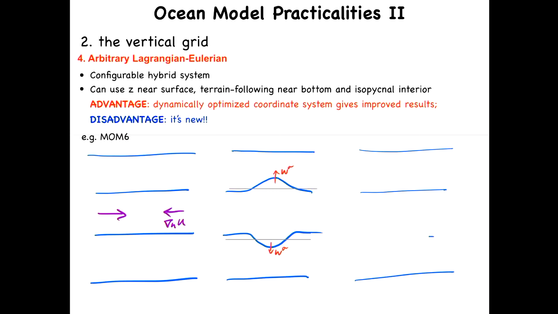And if you pick just the right amount of vertical flux, then your layer returns back to where it was originally. And so then it would be like a Z-level model, okay? Or you can have anything in between. You can relax it slowly back towards a Z-level, you can relax it towards something which is more terrain following, and so on.